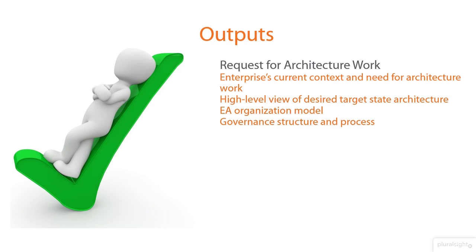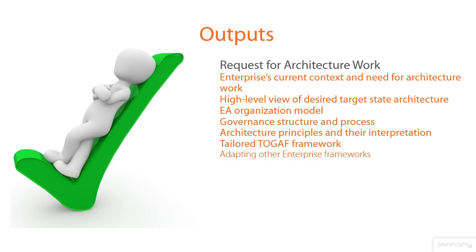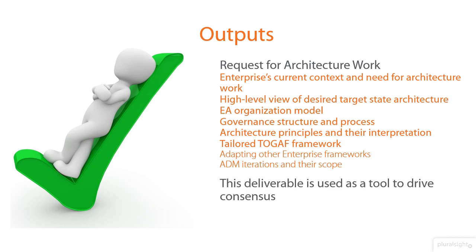It will also incorporate the key principles and how principles need to be interpreted for the context of the current scope of work. And it includes the plan for tailoring the TOGAF framework, which will incorporate information such as how the architecture development process will work alongside other existing enterprise frameworks, how the ADM iterations are planned, the scope of each iteration, and so forth. It is worth noting that the Request for Architecture Work can be used as a tool to drive consensus across various stakeholders. With that, by the way, we conclude our discussion of the preliminary phase, and next we will quickly look at the architecture vision phase.